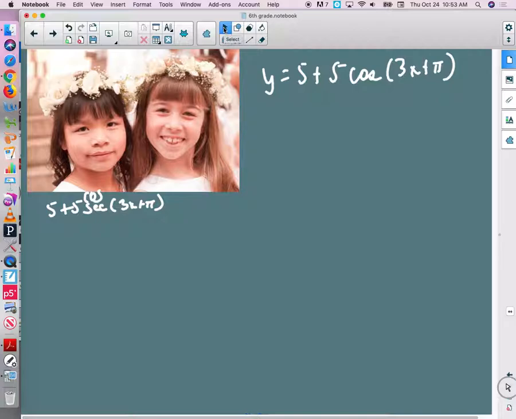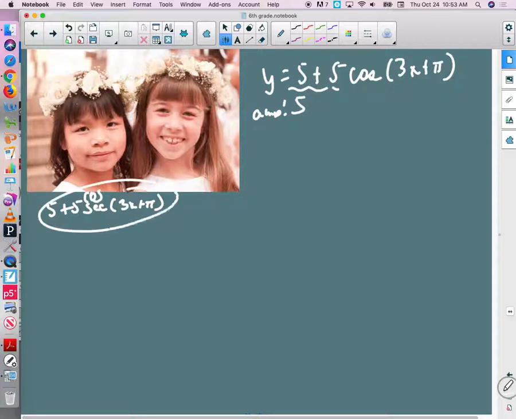All right, so the amplitude, what's the amplitude of this graph? 5. When I get ready to graph this graph, it's going to be the stretch, okay? You still need the number. So I'm going to call the amplitude 5. Period is 2 pi over 3. The count, a fourth of 2 pi over 3, is pi over 6.